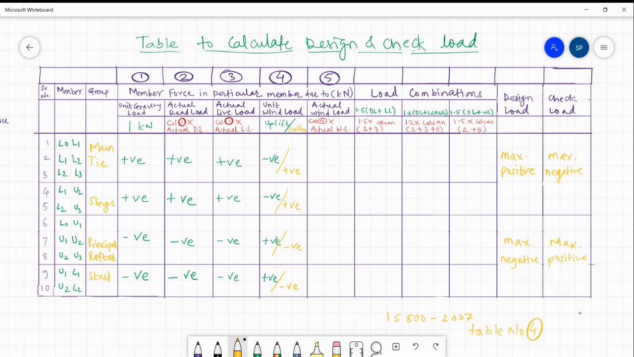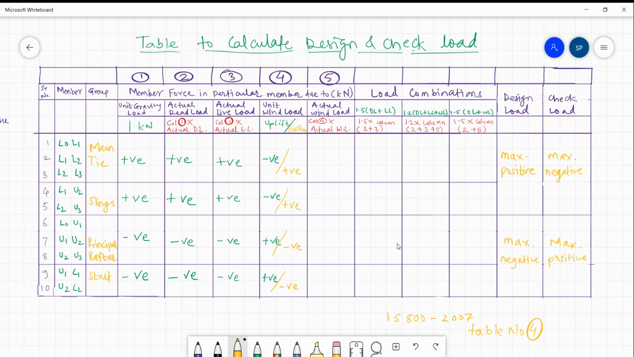Now for dead load and live load, you have to refer to column number 2 and column number 3, and for wind load you have to refer to column number 5. For the wind part of the load combination, whatever wind load values WL you have to take, those are to be taken from column number 5. So this is how you will be getting multiple values for design loads.